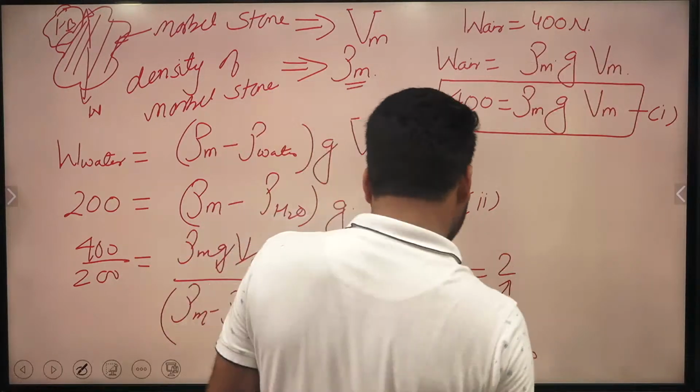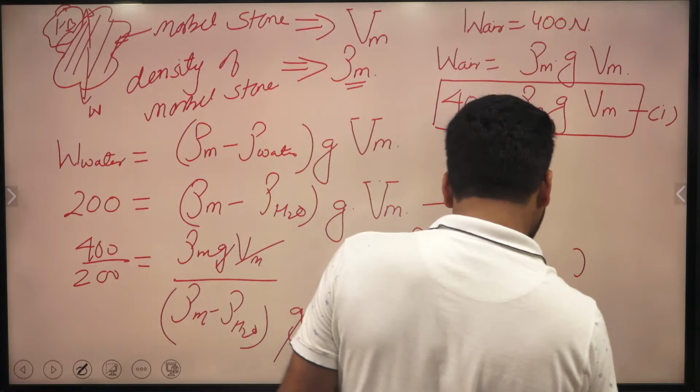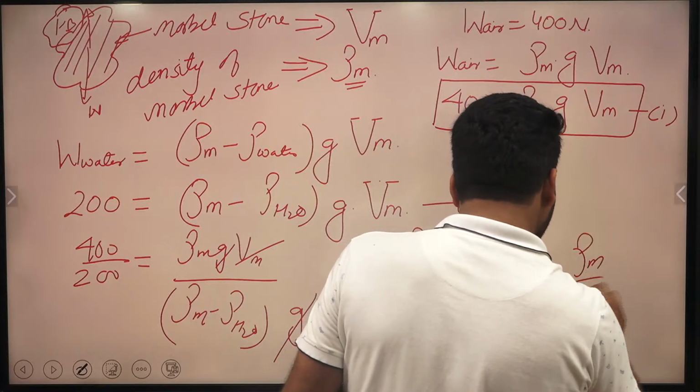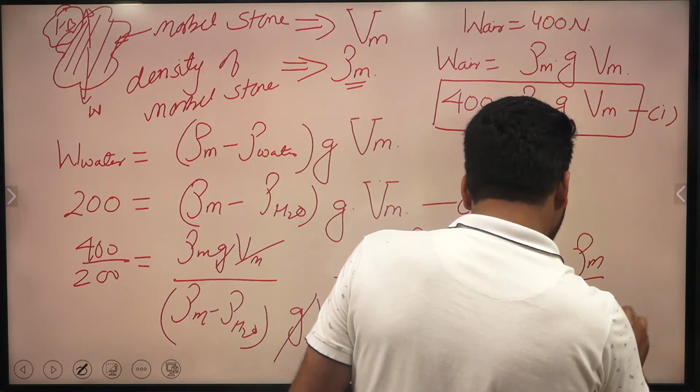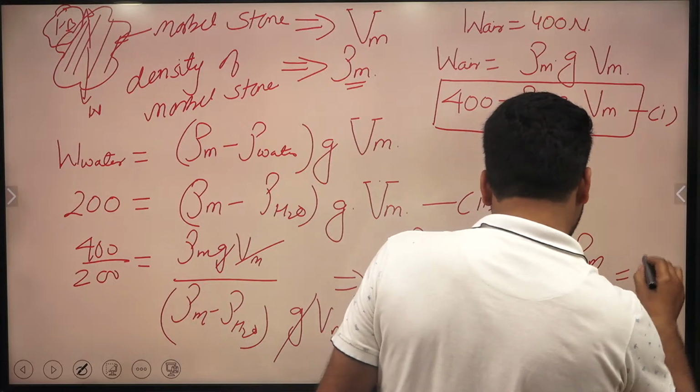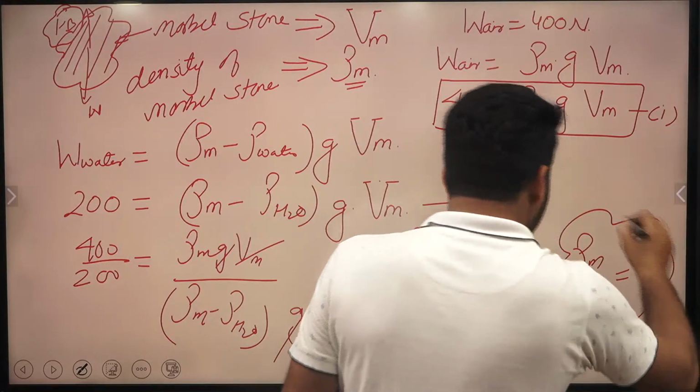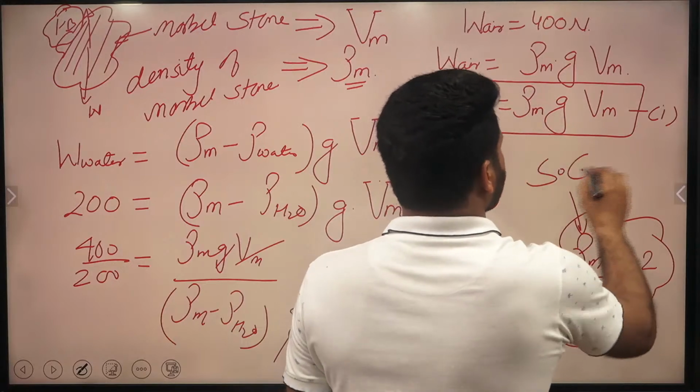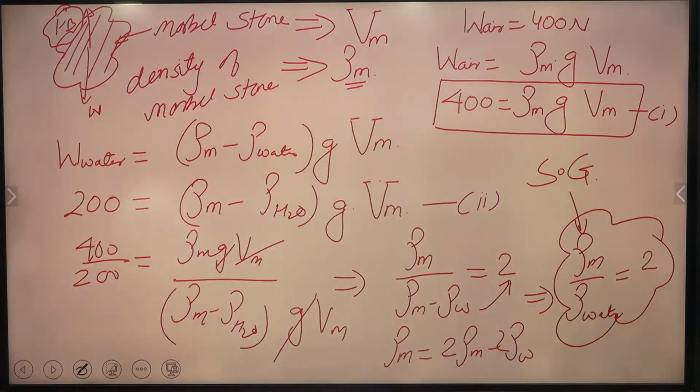So this is coming to be density of the marble stone to density of the water, which is 2. This is nothing but specific gravity. So the specific gravity of the marble stone is 2. I'm just waiting for your answer, guys.